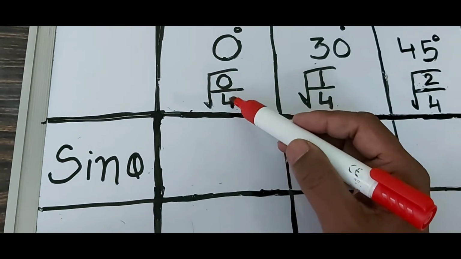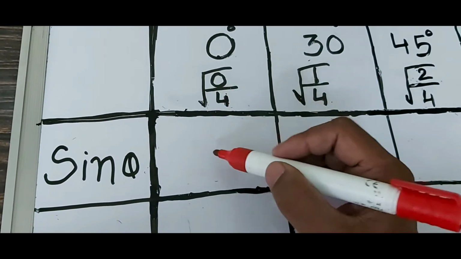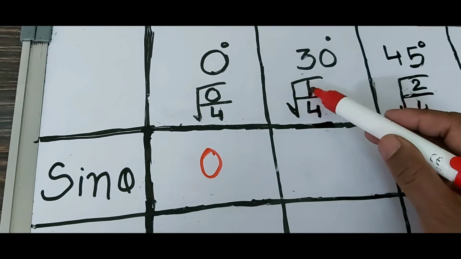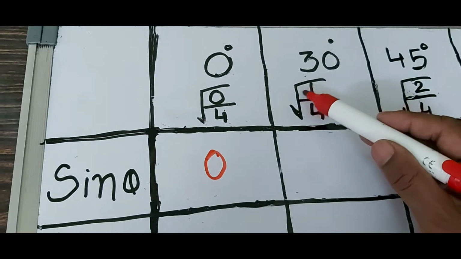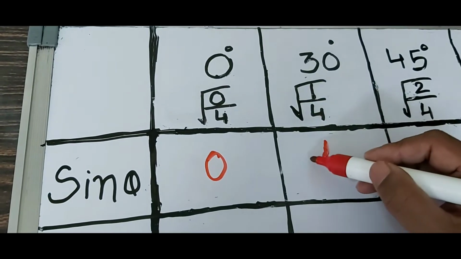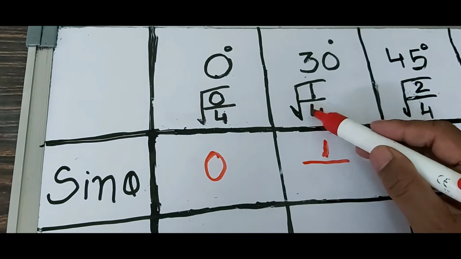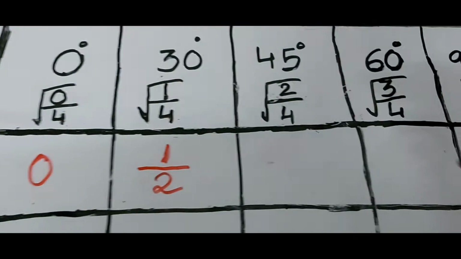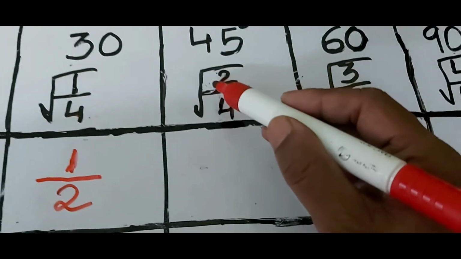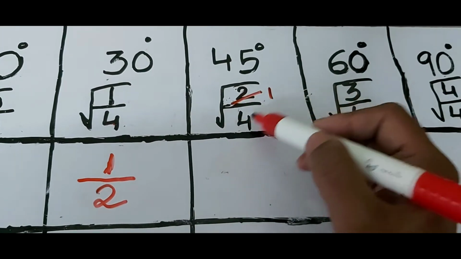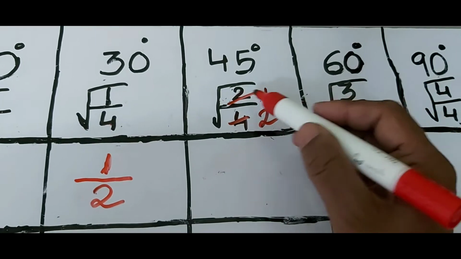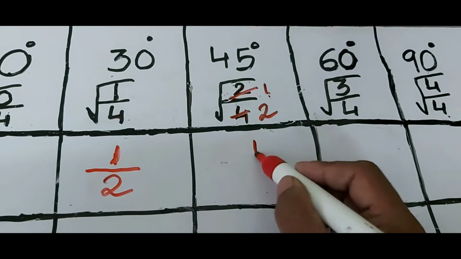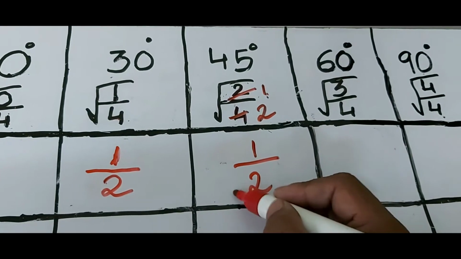0 by any integer is 0. Square root of 0 is 0. Square root of numerator, that is root 1 is 1, whereas root 4 is 2. Here these two would get cancelled. 2 ones are, 2 twos are. Square root of numerator, that is 1, is 1. 2 doesn't have any square root.